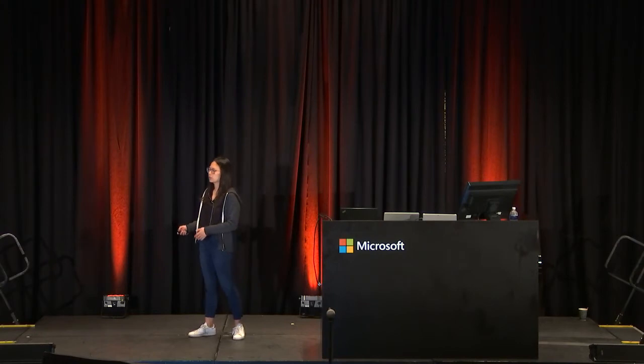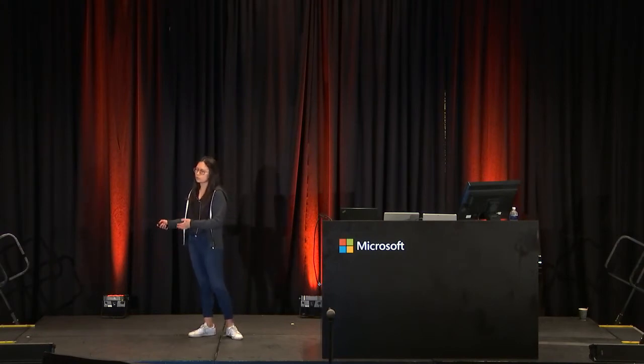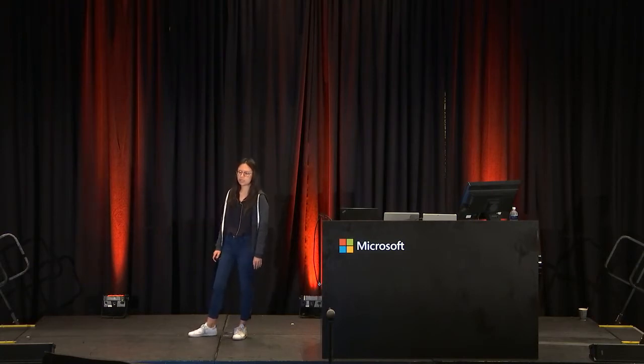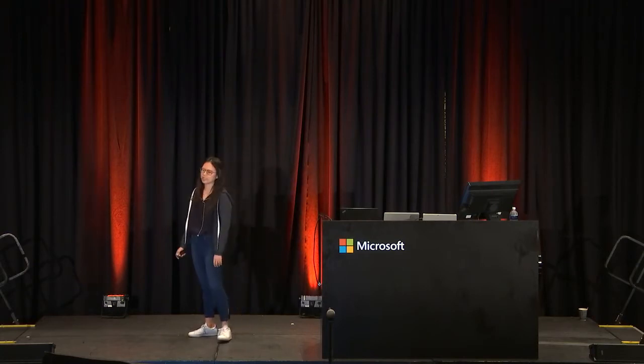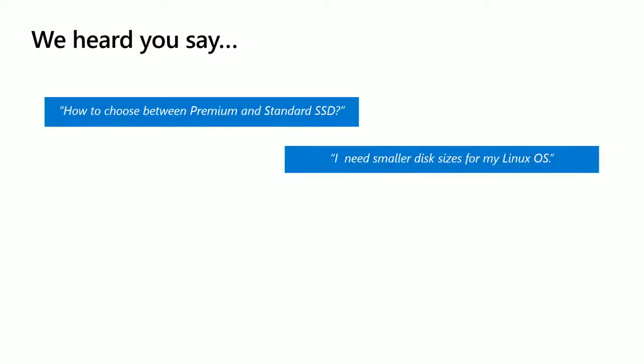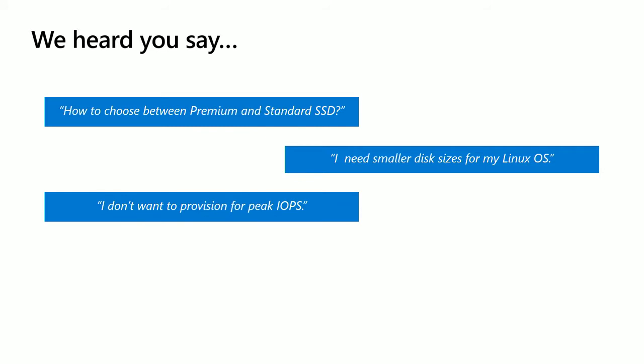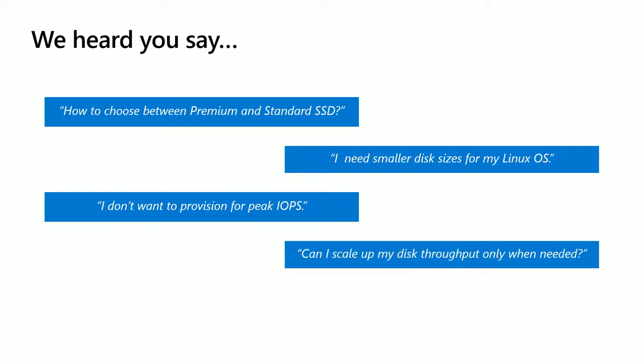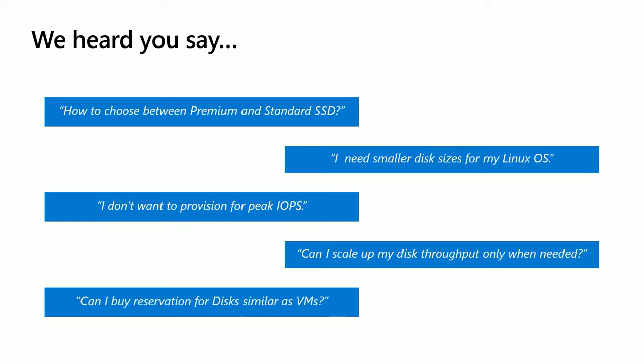When you move to cloud, sometimes you're not able to construct it well in a way that it is cost efficient. So we hear you say: how to choose between premium and standard SSD? I need smaller disk sizes for my Linux OS. I don't want to provision for peak IOPS. Can I scale up my disk throughput only when needed? Can I buy reservation for disks similar to VMs? My goal today is to ensure that by the end of the session, you will have an answer to all these questions and comments.